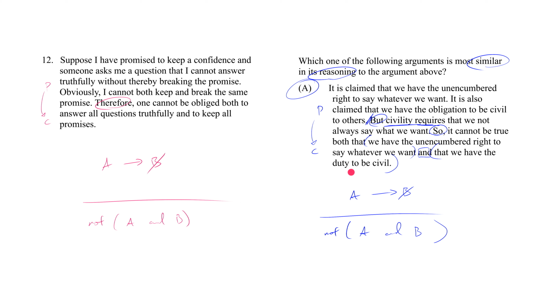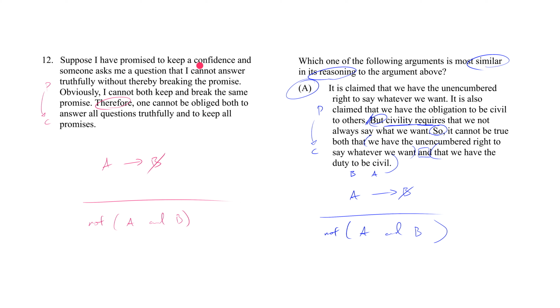B, right? B standing for, we have the unencumbered right to say whatever we want. A, right? It is also claimed that we have the obligation to be civil, right? So B is declared, A is declared, but A, civility, requires not B, right? So there's your context, there's your premise, and there's your conclusion. Very neat in presentation. The stimulus didn't present it that neatly, right?